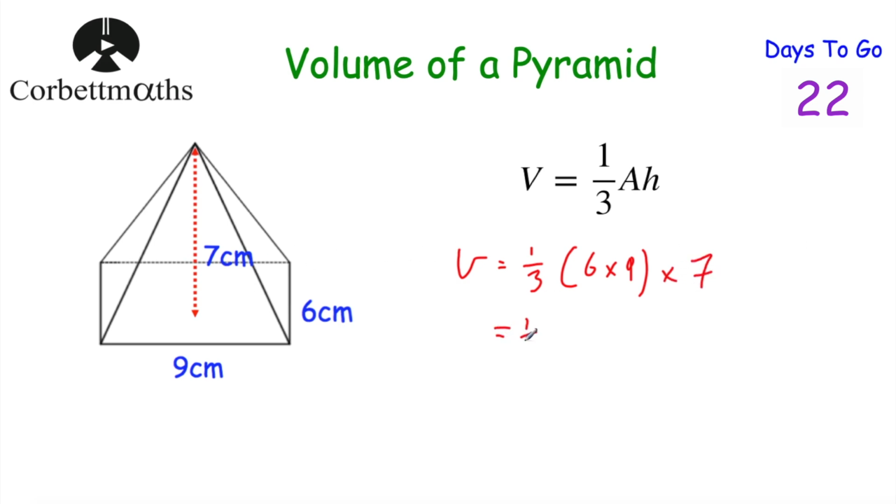So we would do a third, and 6 times 9 is equal to 54, and then we would multiply by 7. Now here we could do 54 multiplied by 7 and then divide by 3, or I'm going to do a third of 54 and then multiply by 7. So 54 divided by 3 is equal to 18. So we've got 18 multiplied by 7, and 18 multiplied by 7 would be equal to 126. So the volume of this pyramid would be 126 centimeters cubed, and that's it. So to find the volume of a pyramid, you do a third the area of the base and then multiply by the height, and that's it.